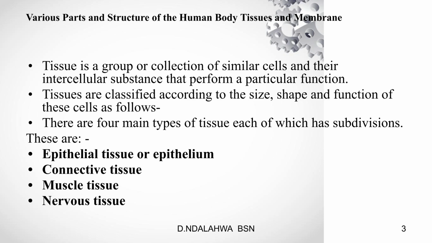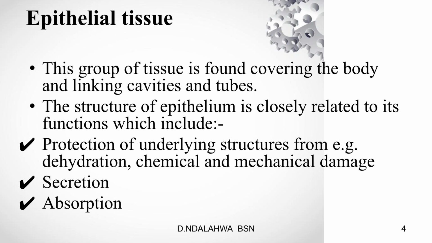A tissue is a group of similar cells and their intercellular substance that performs a particular function. Tissues are classified by size, shape, and function. The four main types are epithelial, connective, muscle, and nervous tissue. Epithelial tissue covers the body and lines cavities and tubes. Its structure is closely related to its functions, which include protection from damage, secretion, and absorption.